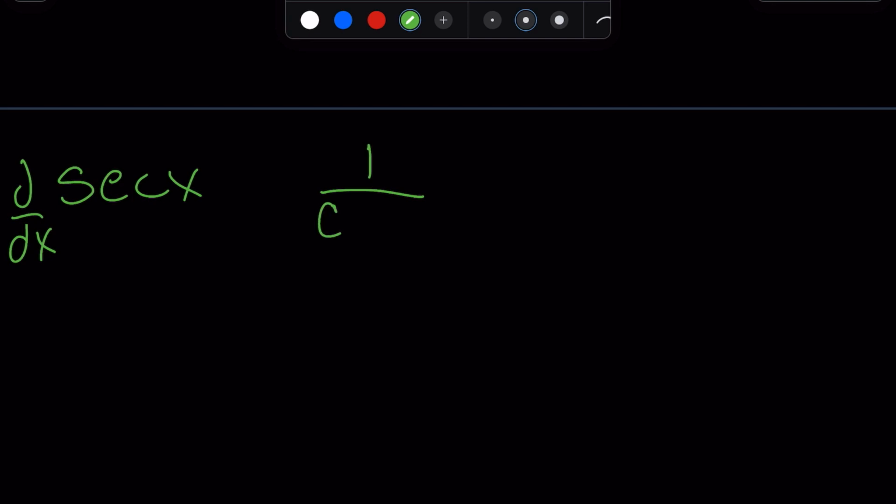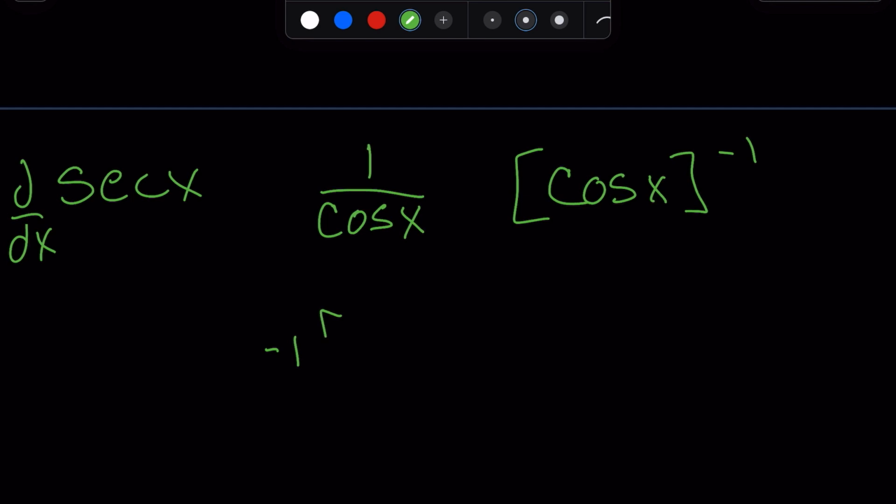So let's do the other ones we had. Secant. So now secant is the same thing as 1 over cosine. Well, using the power of algebra, we can write this as cosine of x all to the negative 1. So now to take this derivative, the negative 1 comes in front. What's in the middle stays the same. We subtract 1 from the exponent. Negative 1 minus 1 is negative 2.